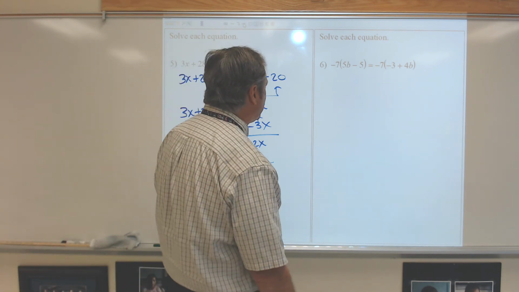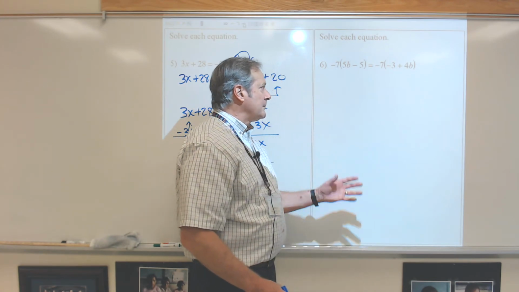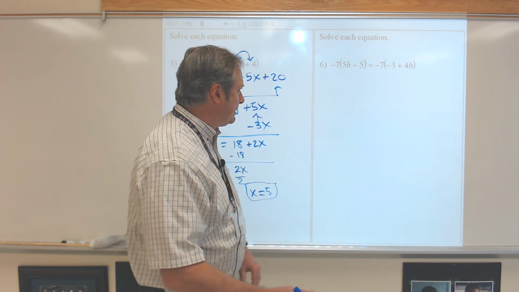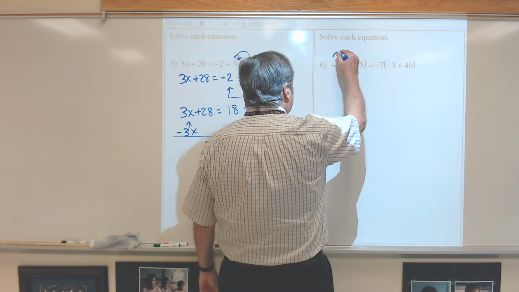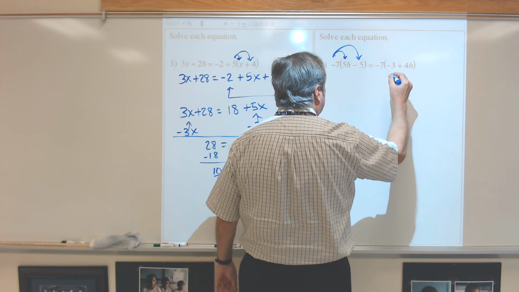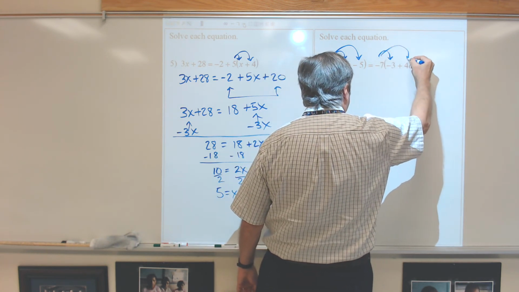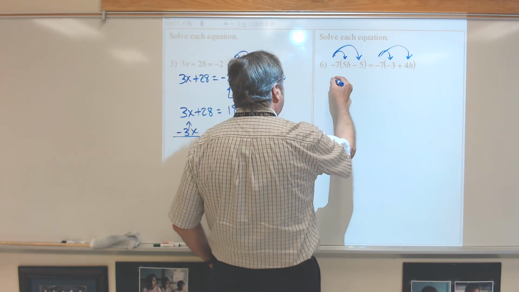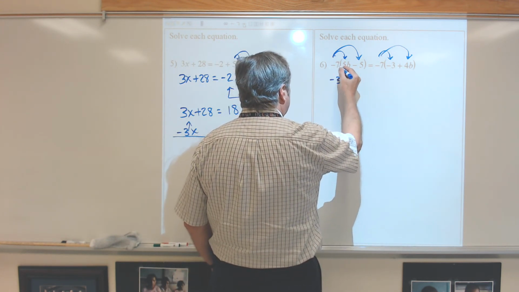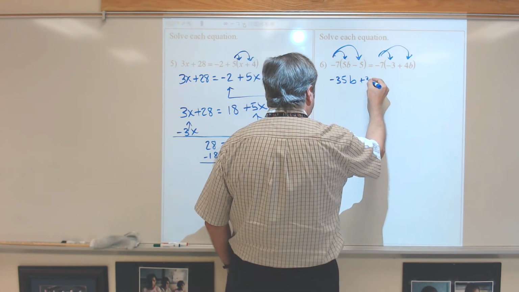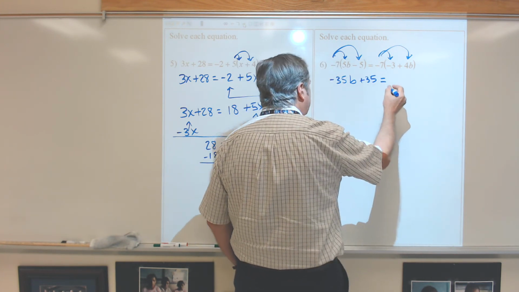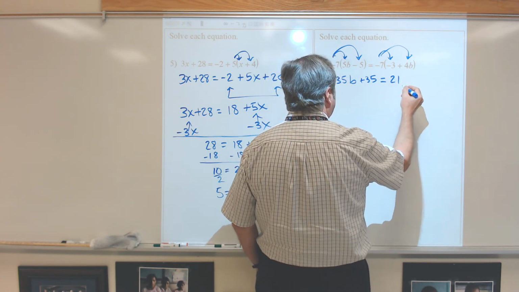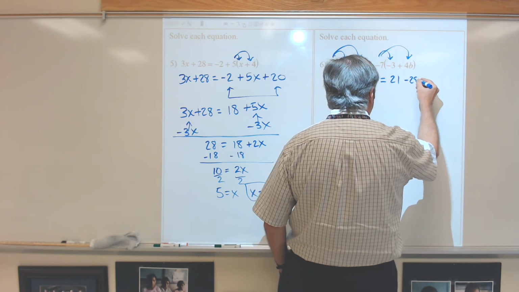All right, over to number 6. Now, at this point, if you already know how to do this, just do it on your own. But if not, follow along with me. So we're going to distribute here, here. We're going to distribute here, here, and we'll take it from there. All right, so negative 7 times 5b is negative 35b. Negative 7 times negative 5 is positive 35. Equal sign, negative 7 times negative 3 is 21, positive. Negative 7 times 4b is negative 28b.